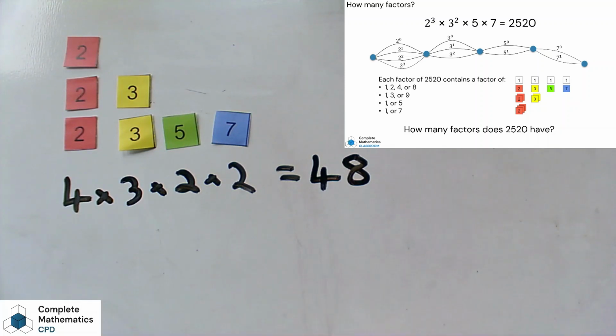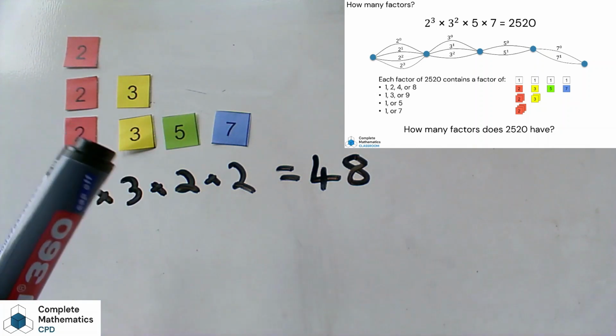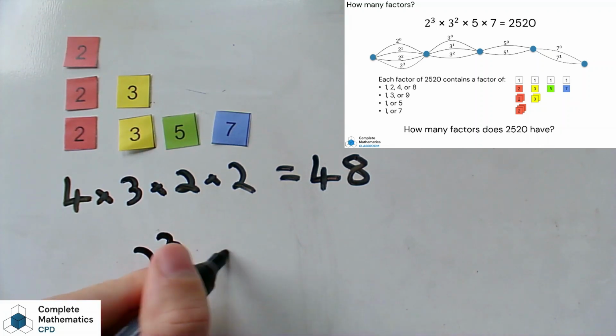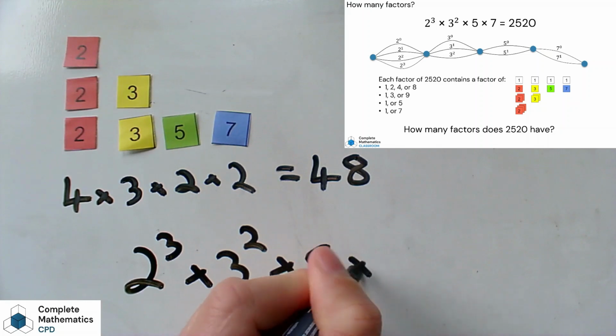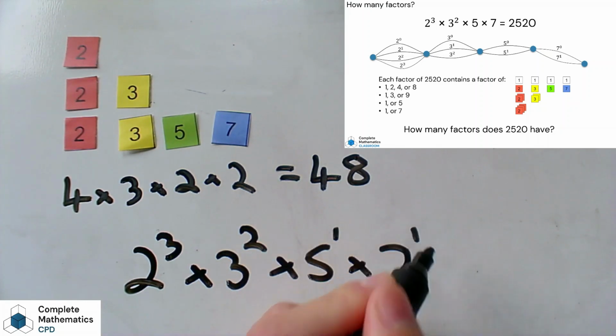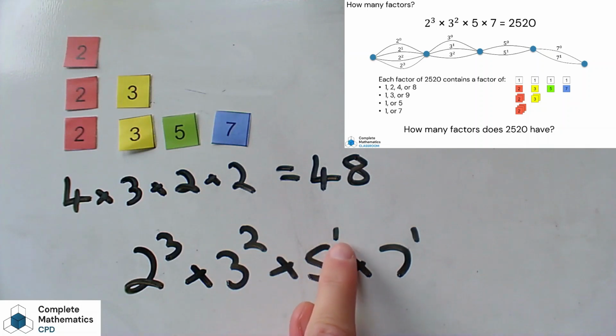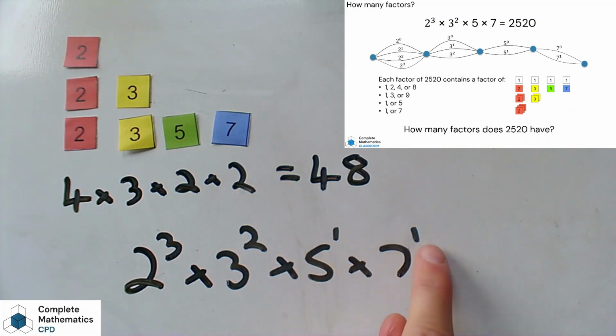And you can generalize this result by just looking at the indices or the index of the prime factorization. So if you look at the prime factorization, which we've got as 2 to the power 3, 3 to the power 2, times 5 and times 7. If you just put a 1 there and a 1 there for this example, you can see that essentially these numbers here, the 4, the 3, the 2 and the 2, are always 1 more than the index in the prime factorization. So that's a quick way to find how many factors a number has. Find its prime factorization, add 1 to each of the indexes of the distinct primes, and just multiply them all together.